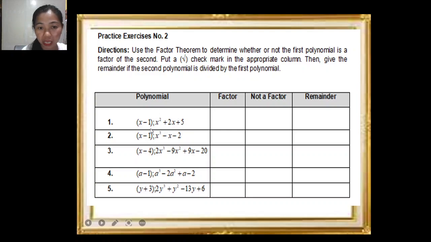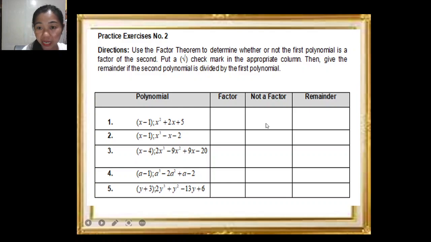So, kanina tinuro ko sa inyo. Yung binomial, kukunin mo yung value ng r, isa-substitute mo doon sa ating polynomial. Kapag ang sagot ay 0, ibig sabihin factor yung binomial. Pero kapag sinubstitute mo yung value ng r nito doon sa polynomial at hindi 0 ang sagot, doon ka mag-check sa not factor. And then, ano ang remainder? Ayun. Ibig sabihin, kung ano yung lumabas doon, yun yung remainder.